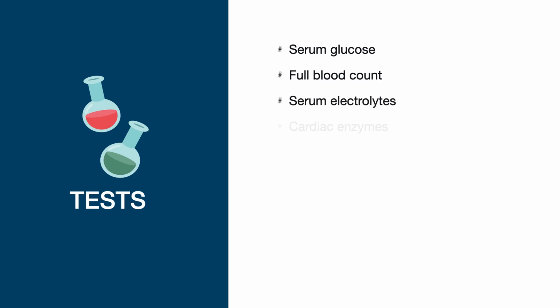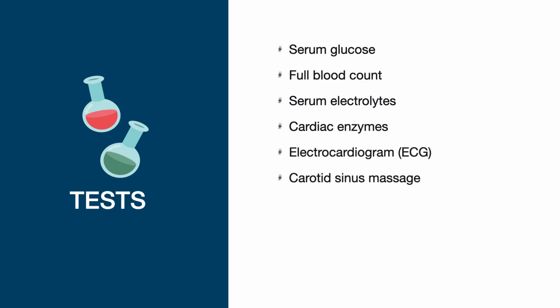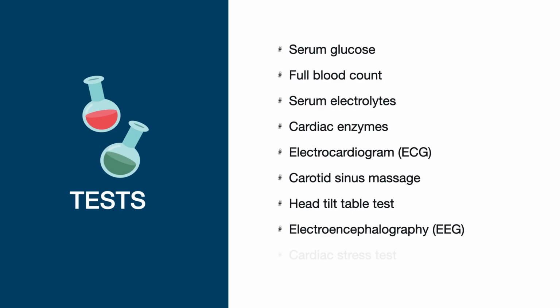Investigations which can be done include serum glucose, full blood count, serum electrolytes, cardiac enzymes, an ECG, carotid sinus massage as first-line investigation for carotid sinus syncope, head-up tilt table test, which is useful for confirming autonomic dysfunction, electroencephalography or EEG that can be performed at the discretion of a neurologist if seizure is considered as a likely alternative diagnosis, and a cardiac stress test, which is appropriate for patients in whom cardiac syncope is suspected and who have risk factors for coronary atherosclerosis.